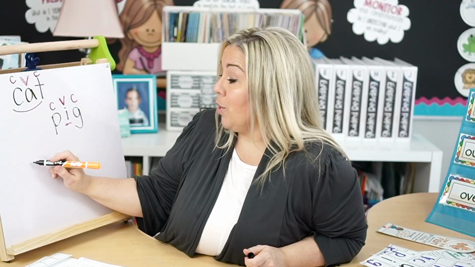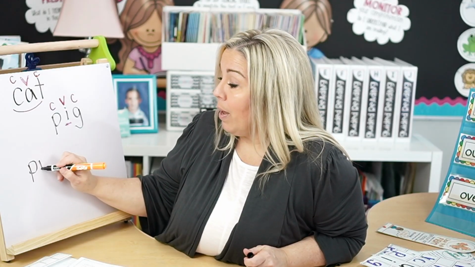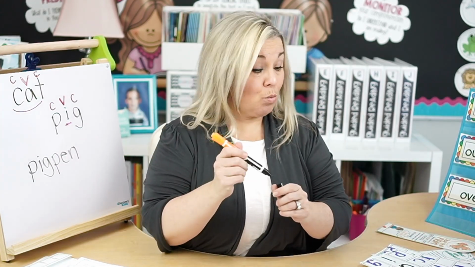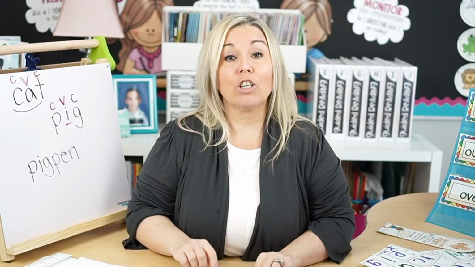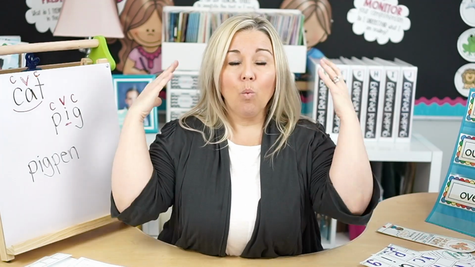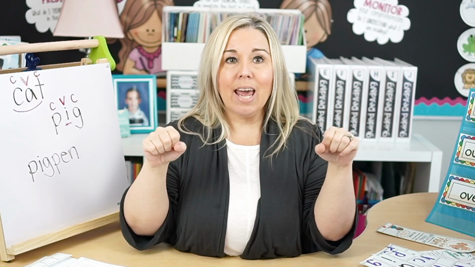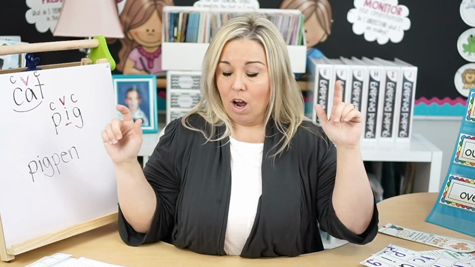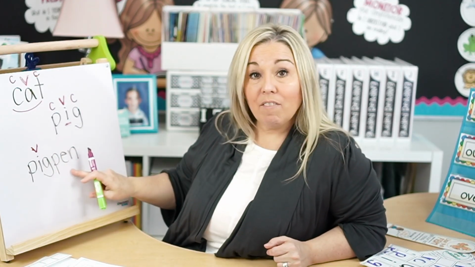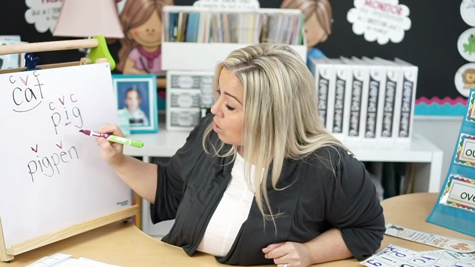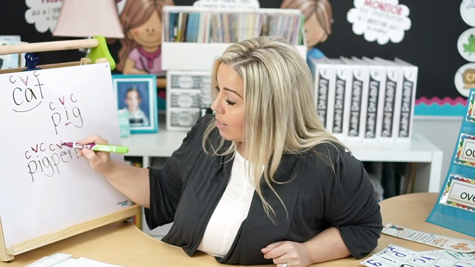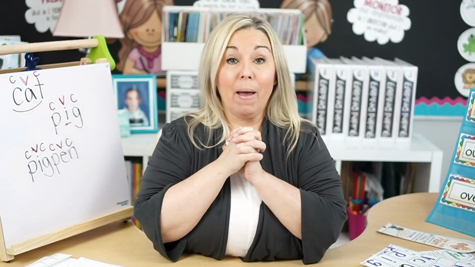Now the next word we're going to do is the word pigpen. That's the next word that we're going to look at. So first we're going to stretch it out. Pig, pen. What vowel sounds do you hear? Pigpen. All right, so we know we hear a short vowel I here, and we know we have a short E here. So then our P and our G are consonants, and then our P and our N are consonants.